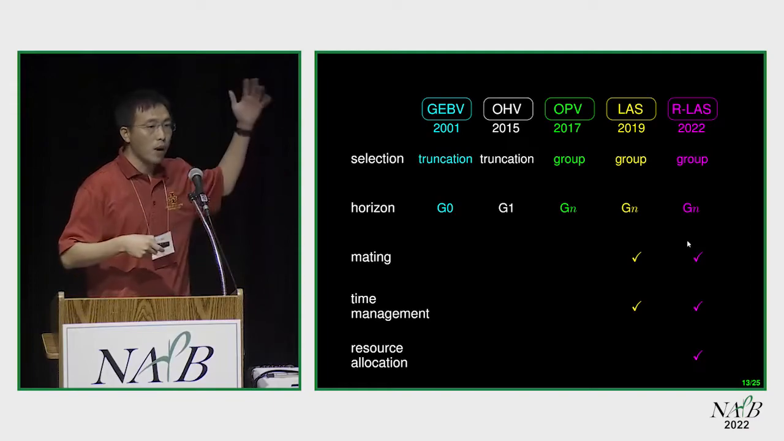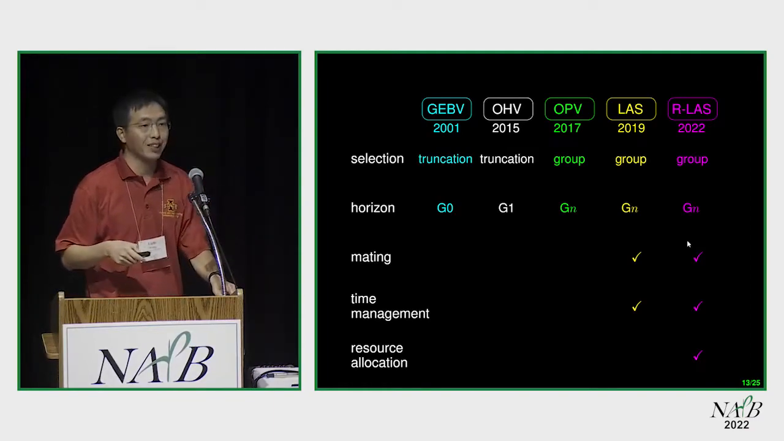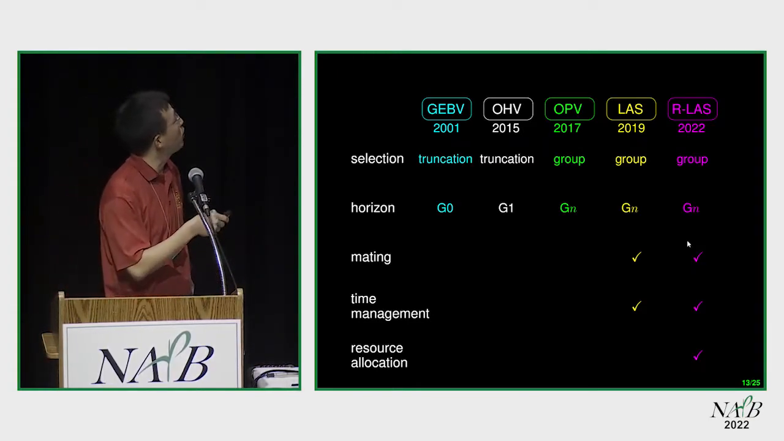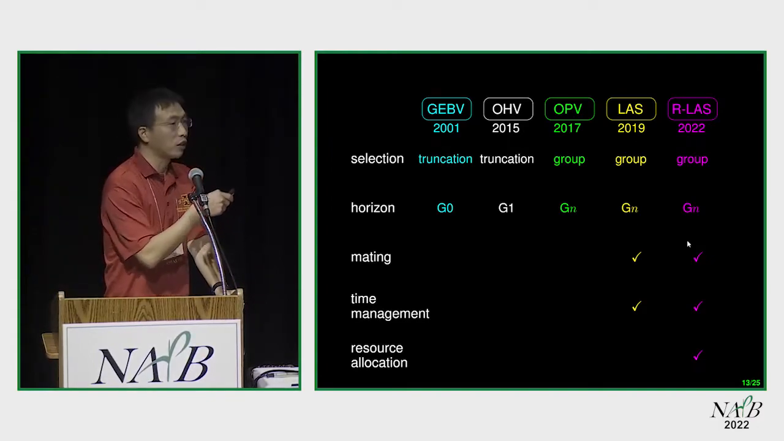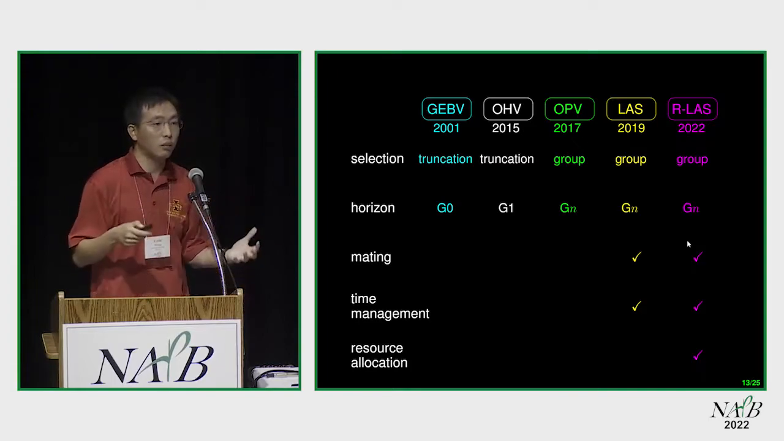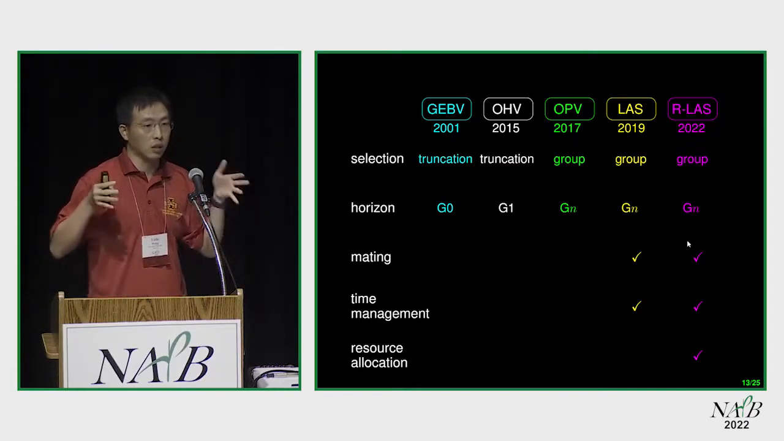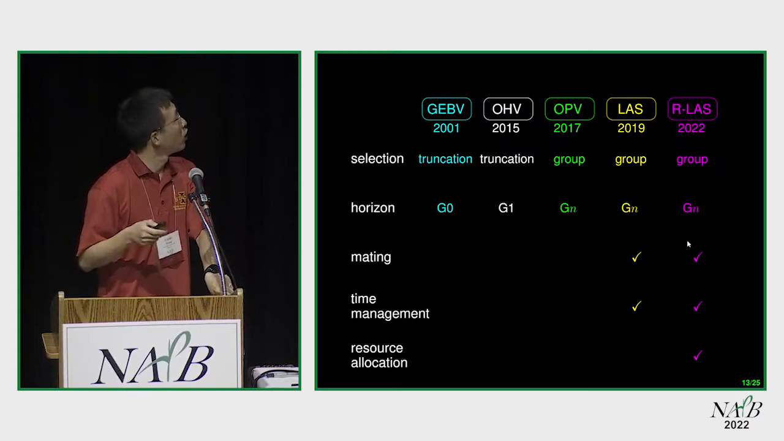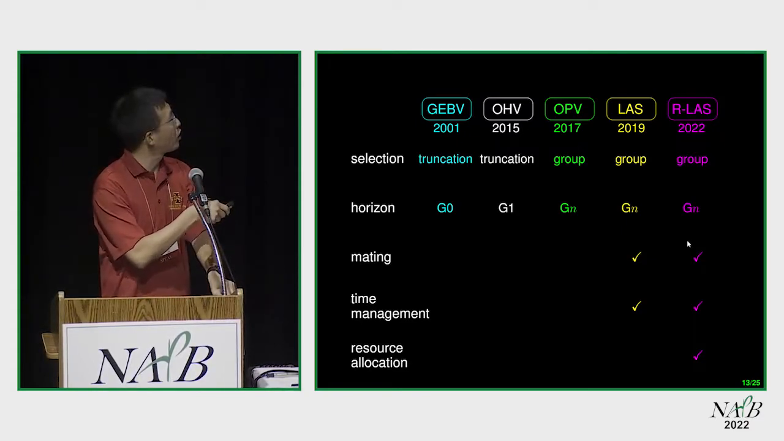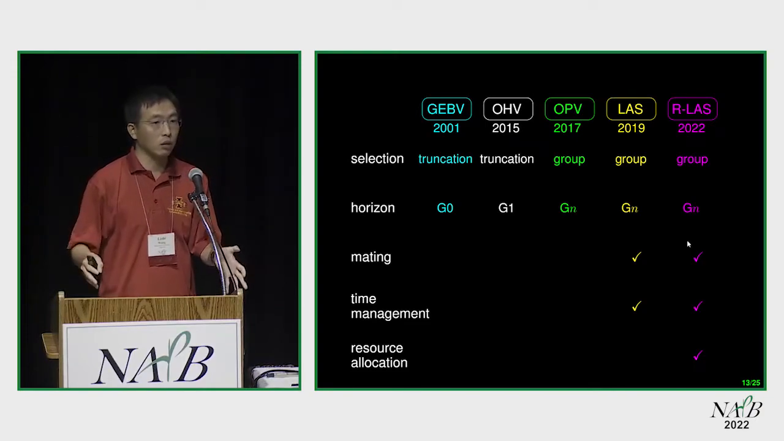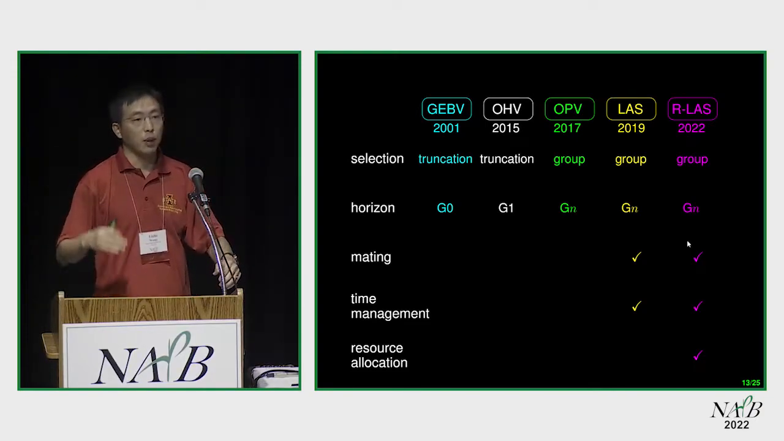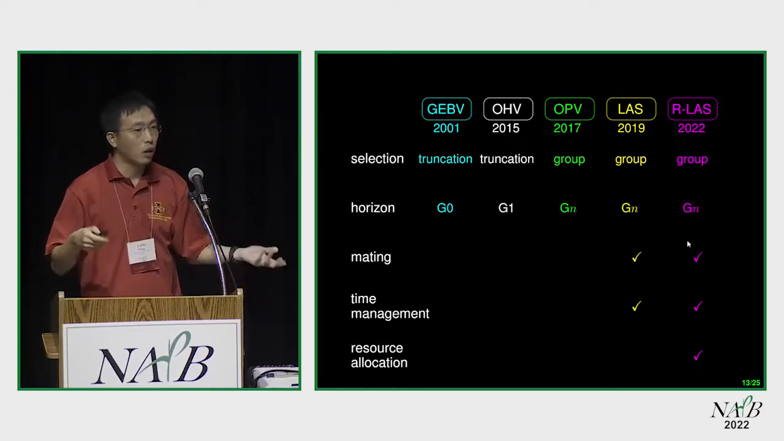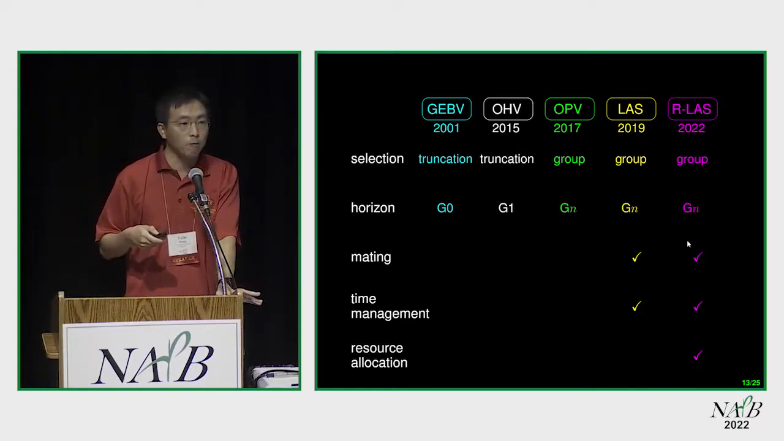Here we are comparing a set of 5 different genomic selection algorithms in terms of different criteria. This is very classical GBV-based genomic selection. It's a truncation selection. The horizon is G0, meaning we are selecting the best individuals in the current generation. And then in 2015, the optimal haploid value selection was proposed. It's also a truncation selection, but the horizon is 1 generation later. So we are selecting not the best individual in the current generation, but the best progeny that could be produced in the next generation. And then in 2017, our group proposed the optimal population value selection algorithm.